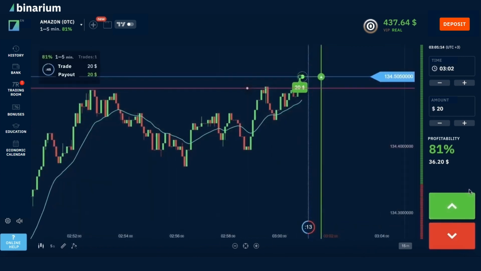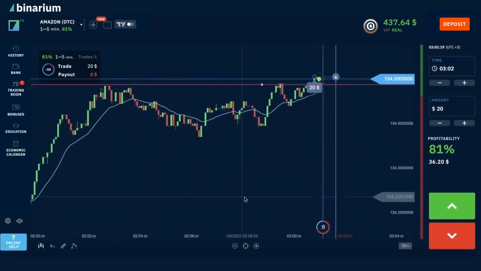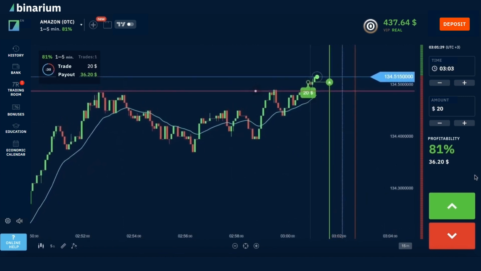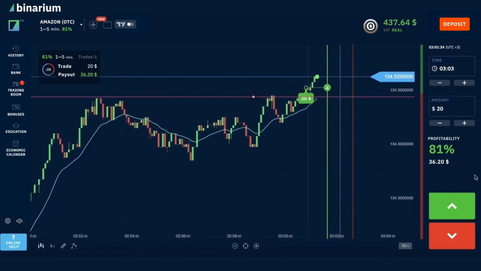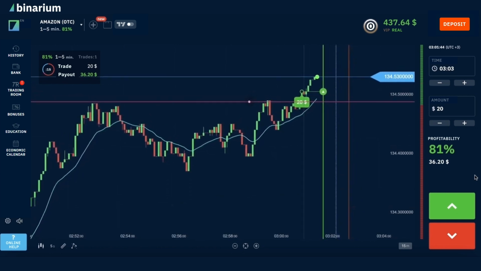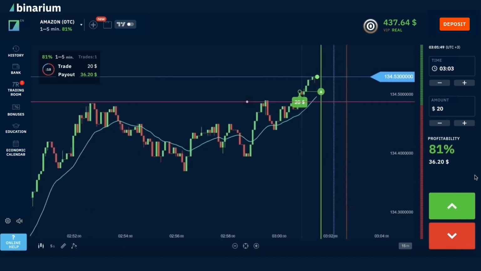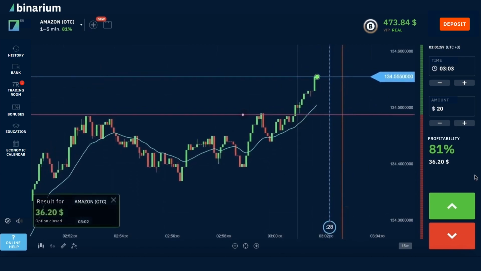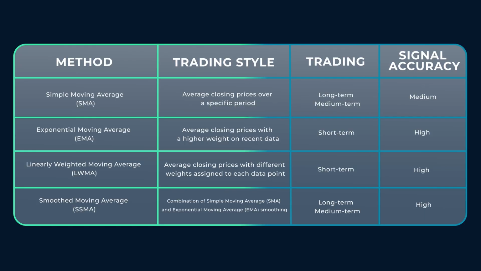Let's summarize. The key difference between moving averages lies in their sensitivity to market changes, which determines their suitability for different types of strategies. Simple moving average and smoothed moving average are best suited for long-term and medium-term trading. Exponential moving average and linearly weighted moving average are more effective for short-term strategies. On the screen, you can see a comparison of the 4 indicators, including calculation method, the type of trading they are best suited for, and signal accuracy.